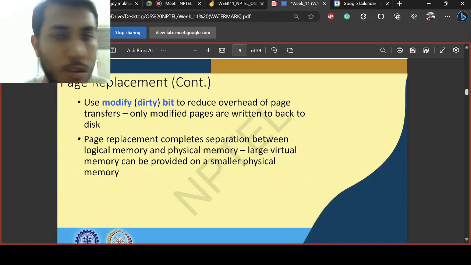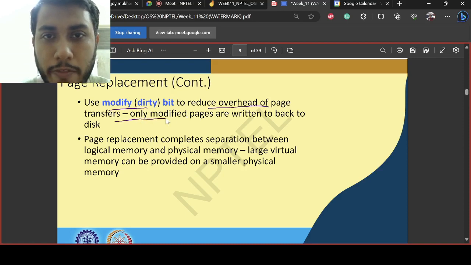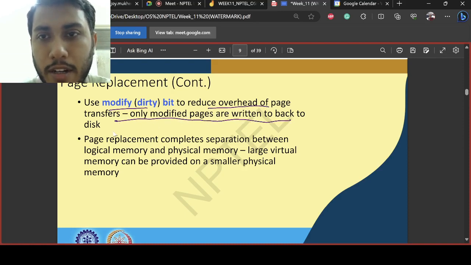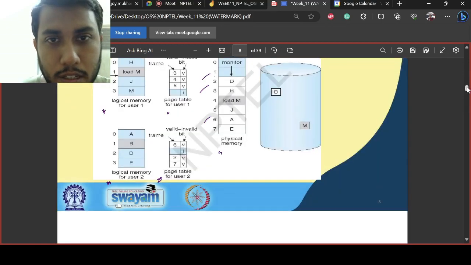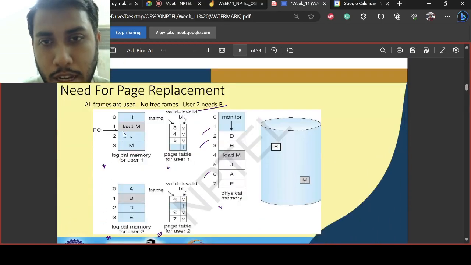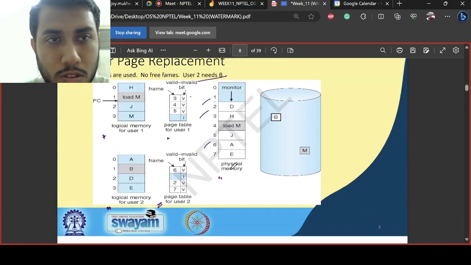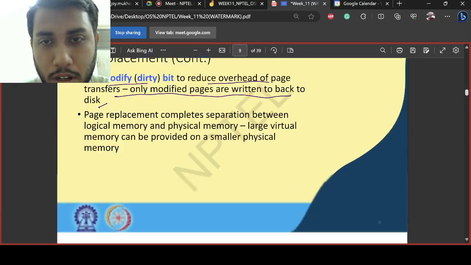So use the modify dirty bit to reduce the overhead of page transfers. Only modified pages are written back to the disk. So if you look at here, these are your valid invalid bits. So only the modified ones will be pushed back.